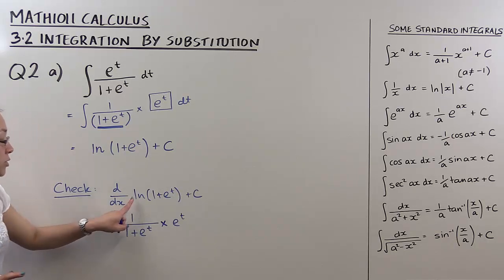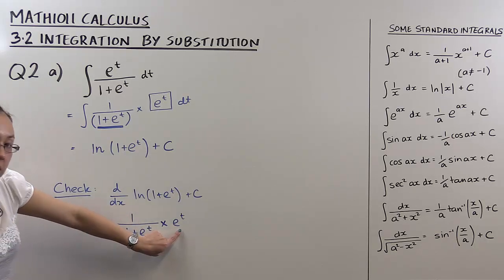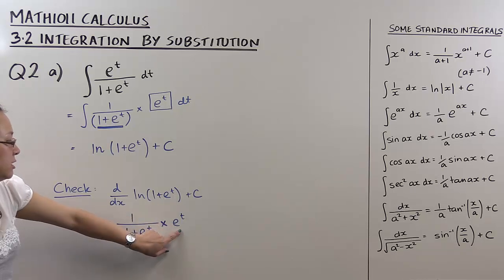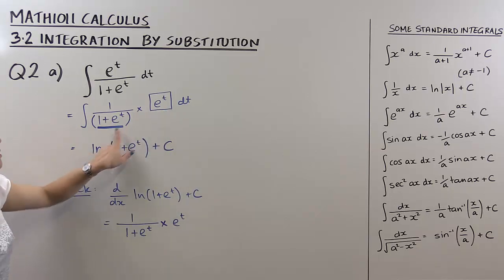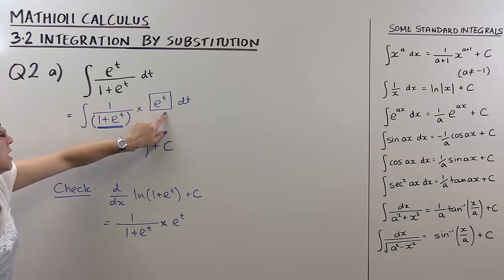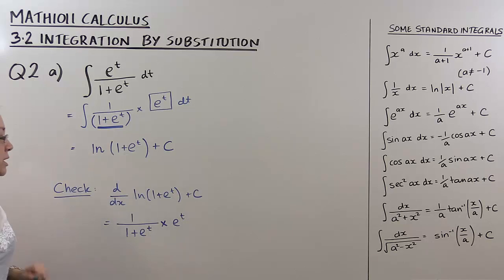So you can see when you use the chain rule, you multiply by the inside function differentiated. So if you want to reverse a chain rule, you need that inside function differentiated sitting there to be able to reverse the chain rule here, right?